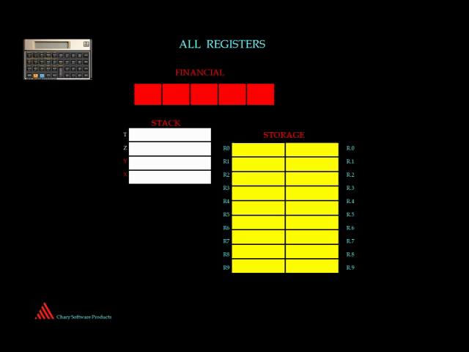It doesn't care about the stack register when you do the financial. And likewise, when you do arithmetic operations, functions, or date functions, or statistical functions, it doesn't matter that these storage registers have numbers stored in them. It just doesn't matter. And it doesn't matter if there's numbers in the financial registers.